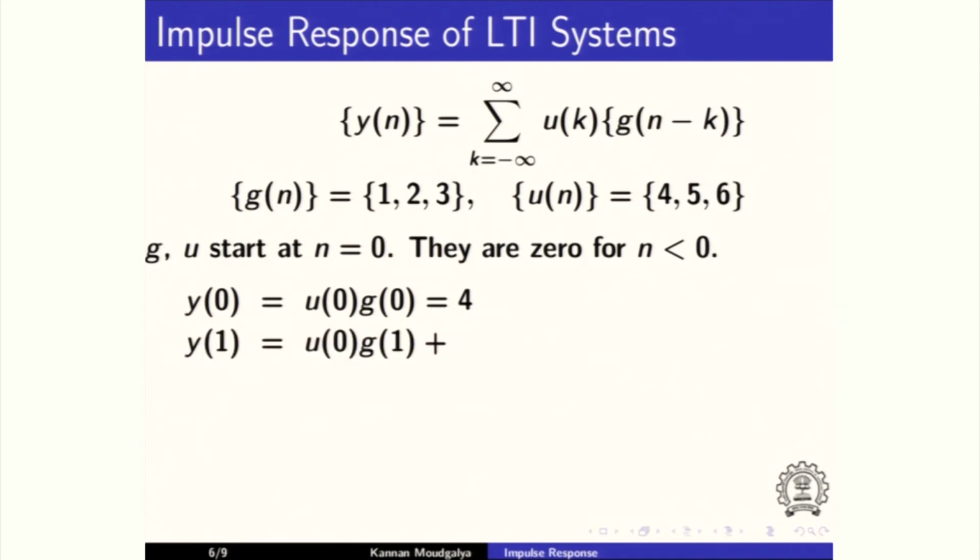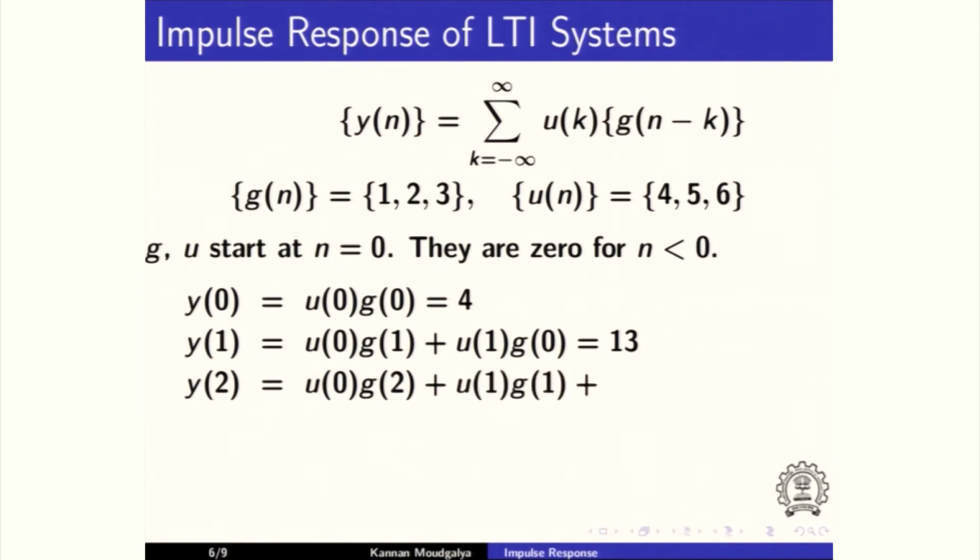What about y of 1? Okay, you have one combination u0 g1, another combination u1 g0. Once again negative arguments means we do not have to consider, so we have to multiply. So if you multiply and add you should get 13. What about y2? Now you have u0 g2 plus u1 g1 plus u2 g0, other terms are 0 because those terms will involve negative arguments, or they could involve arguments greater than 2.